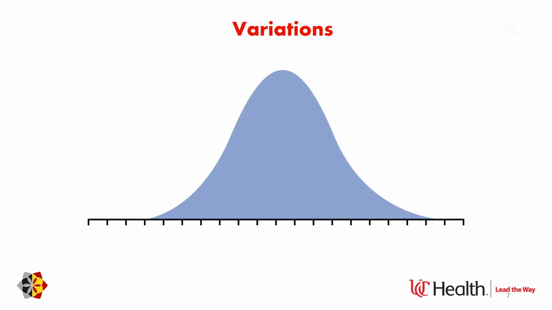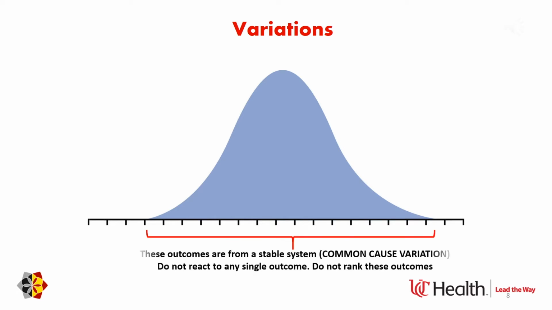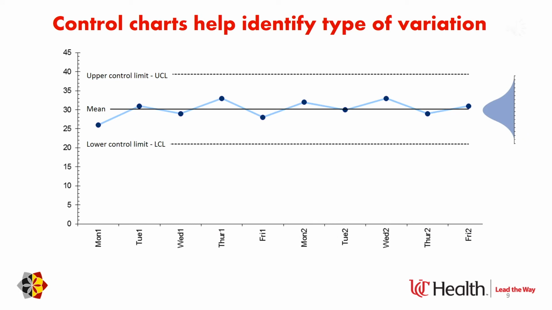Every stable system will have certain variations in its outcomes, but these are a product of the same system. We call these common cause variations. Common cause variations are something that we don't react to, and we can't really explain why one dot is different than the other, but we know they're a product of the same system. A control chart helps us identify the types of variation visually and easily. In a stable system, the observations will be randomly distributed within control limits, and these are the common cause variations.